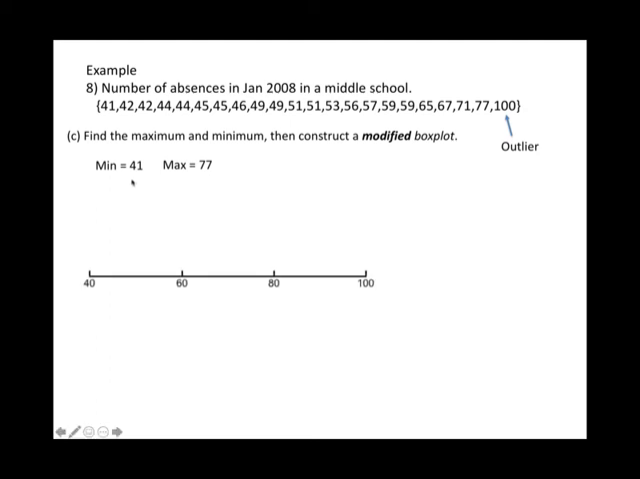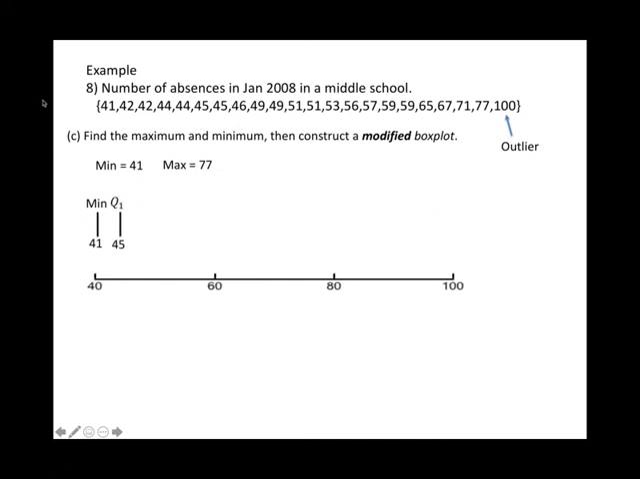Now we want to construct a modified boxplot again. We have the data from 41 to 100, and we need to include the outlier because it is part of our data. So I'm going to start from 40 to 100. Again, you don't have to start from 0; it depends on the range of the data. My minimum is going to be 41, somewhere like here, and then Q1 is 45, Q2 is 51, Q3 is 59, and the maximum is 77.